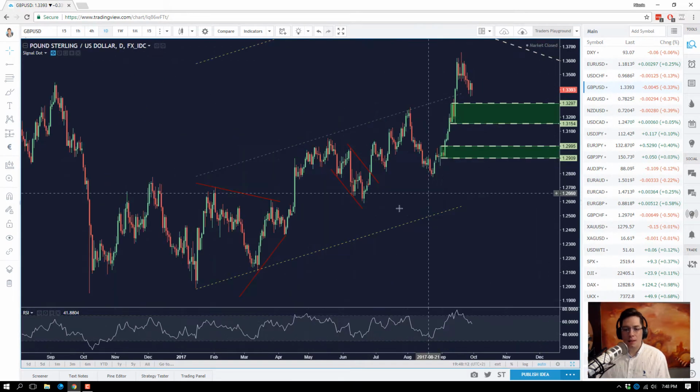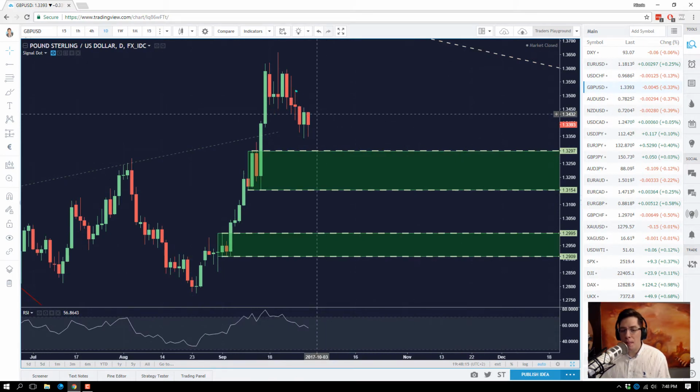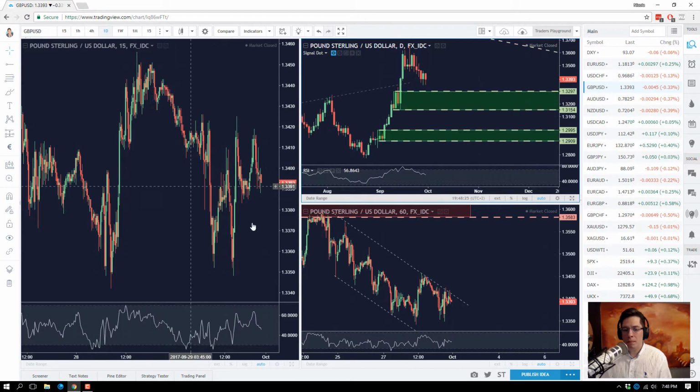Pound dollar, let's see the pound dollar. Daily time frame, not impressive. We had some push lower, all cool, but we don't have any momentum.